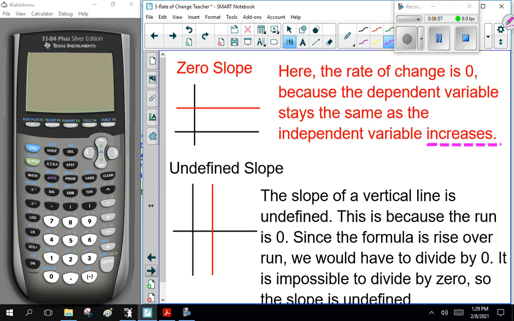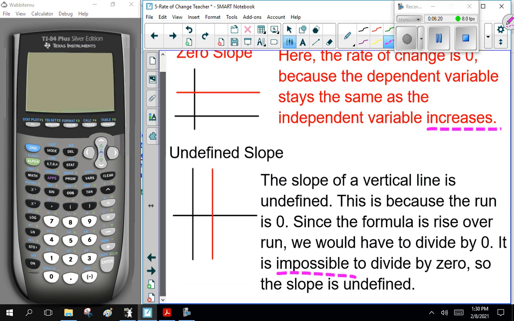Undefined slope. The slope of a vertical line is undefined. This is because the run is zero. Since the formula is rise over run, we would have to divide by zero. It's impossible to divide by zero, so the slope is undefined. Those are definitions you have to know.